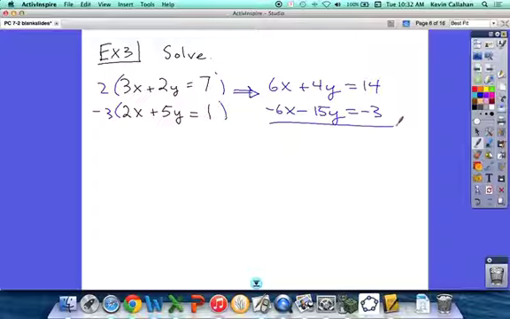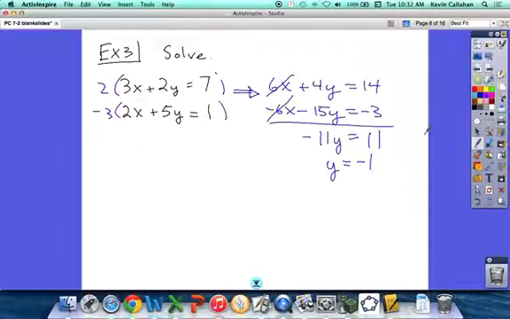Right, so here's our equivalent system. Did I do all the math there? Okay, add them up. These cancel, x is eliminated at that step. 4y plus negative 15y is negative 11y. 14 minus 3, 11. So y equals negative 1.